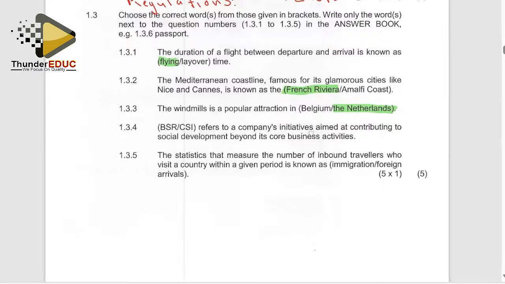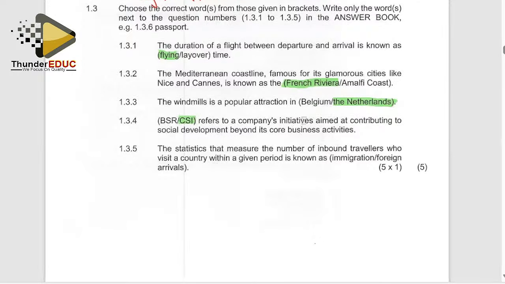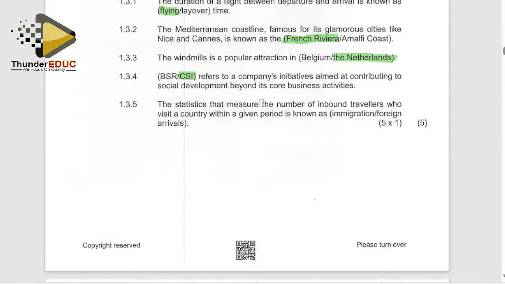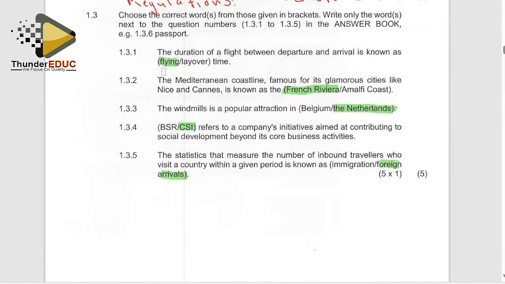BSR or CSI refers to a company's initiatives aimed at contributing to social development beyond its core business. So this is known as corporate social investment. That is CSI, corporate social investment. Then the statistics that measure the number of inbound tourists or travelers who visit a country within a given period of time is known as foreign arrivals. So the term which we use there is foreign arrivals. So just a quick review: flying time, then we have the French Riviera, the Netherlands, CSI, foreign arrivals.